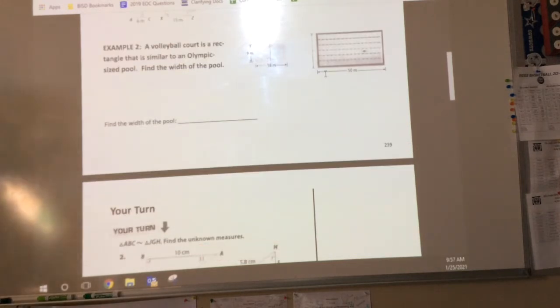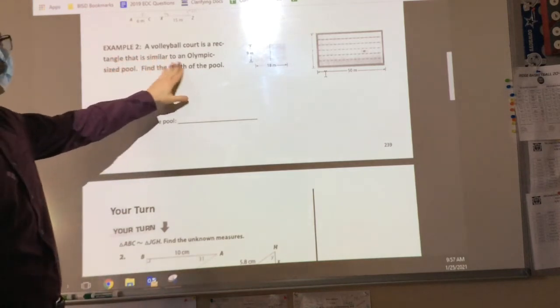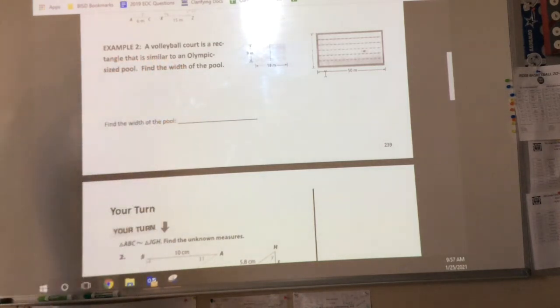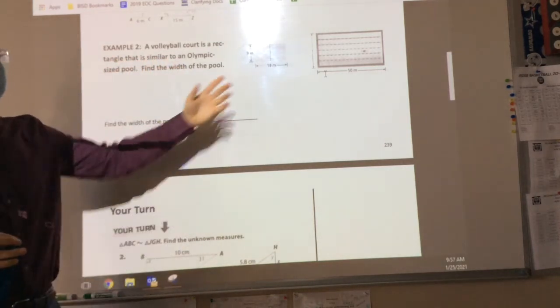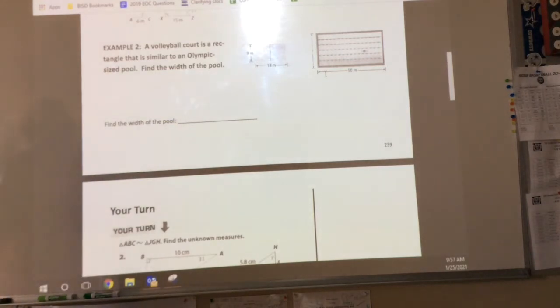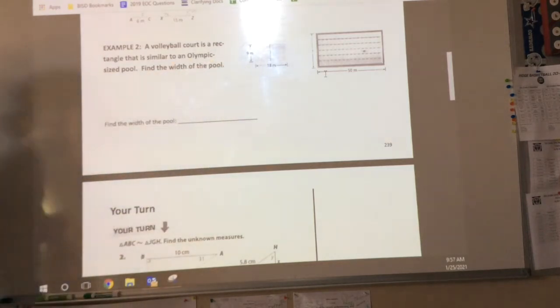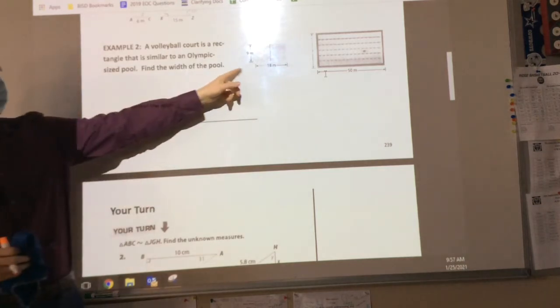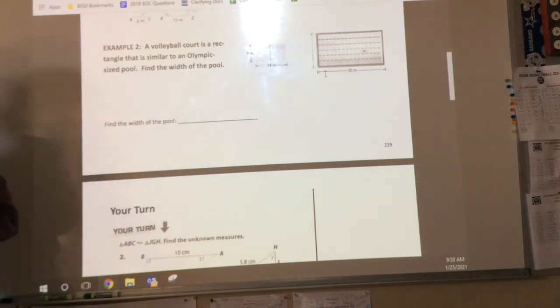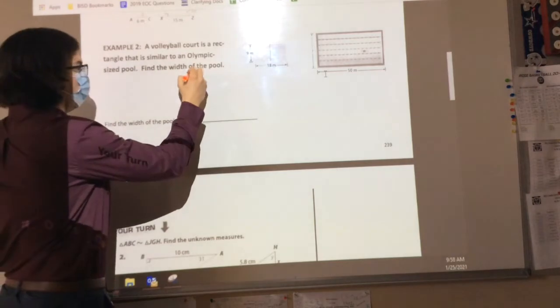So the volleyball court is rectangular, and that is similar to an Olympic-sized swimming pool. Find the width of the pool. What do you think we're going to set up? This is that magic word that it took us about 2 minutes to find earlier in class. Proportions. We're going to set up a proportion. Can anybody tell me how to set up this proportion over here? Addison. 9 over 18.